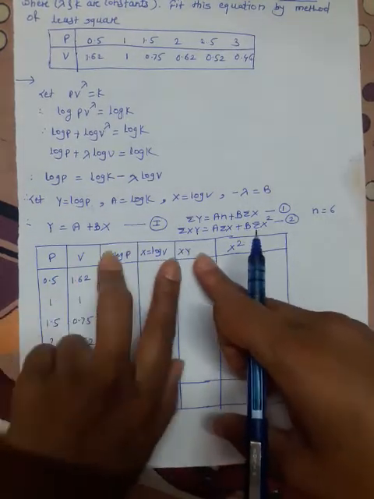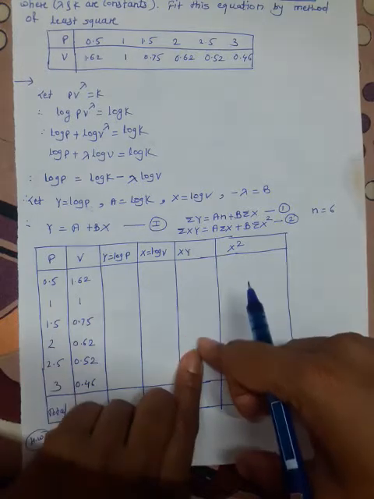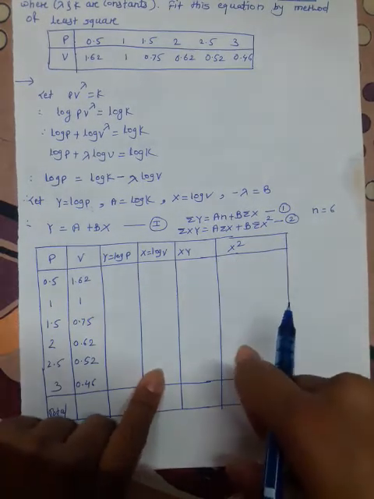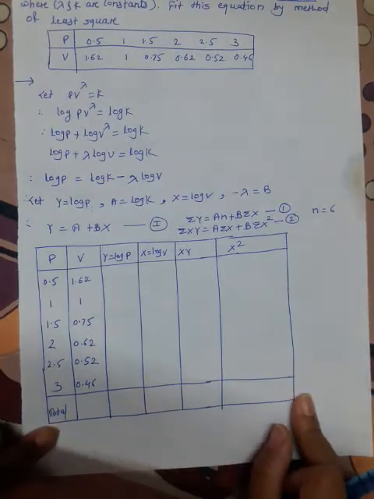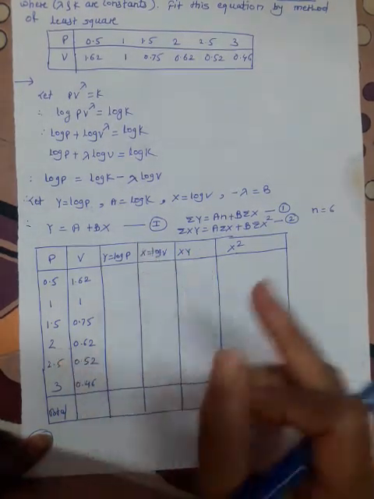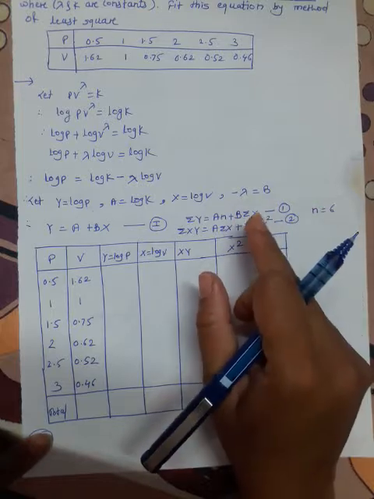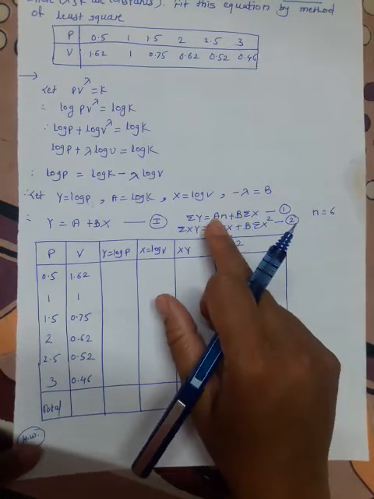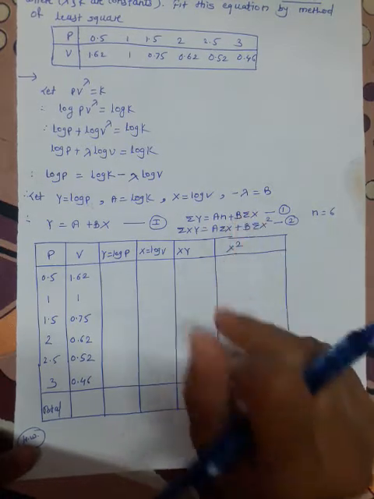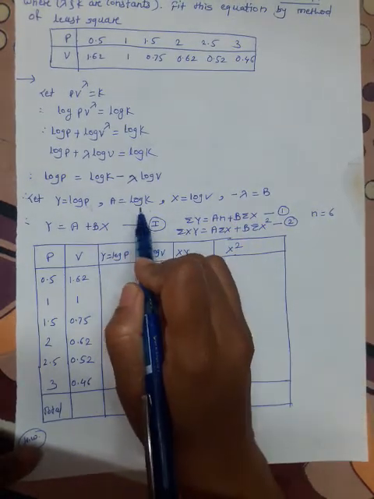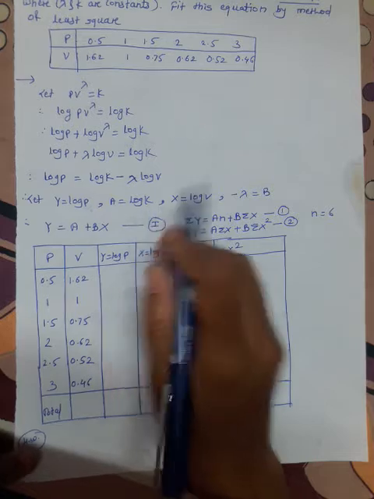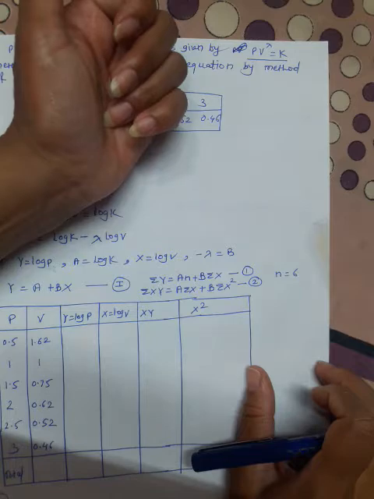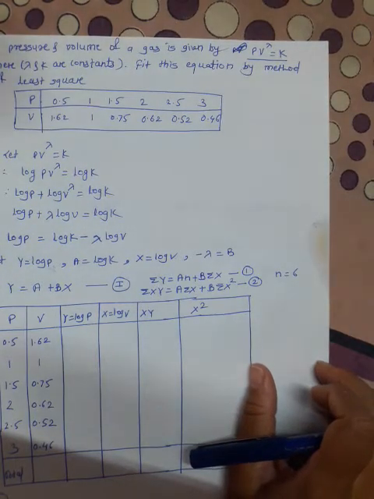Then x into y means these two columns multiplication here, and x square becomes this x column's square. Take summation at the bottom and put all these values here, and you have to calculate capital A and capital B. Once you calculate capital A and capital B, capital A value is log k. Therefore for k, we want values of constants like a and b here. In earlier examples we found a and b.